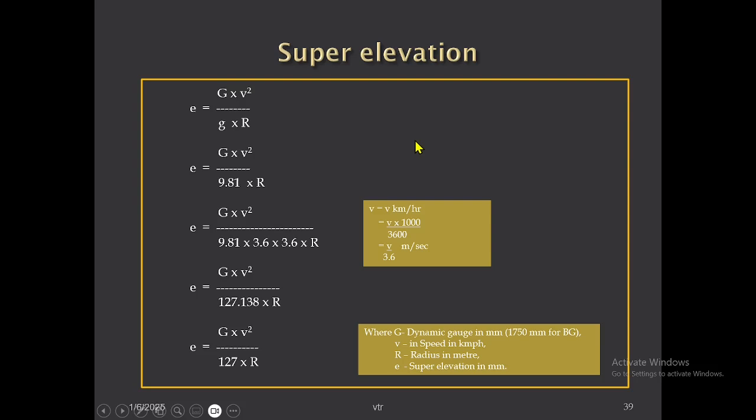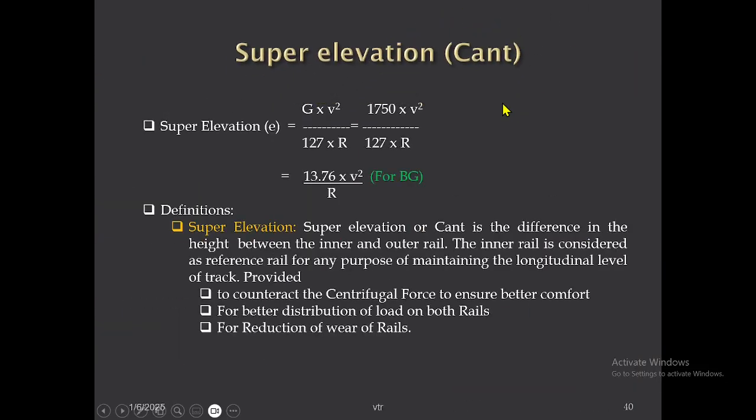This is based on that we are going for the design of curvature and finding out superelevation, how much to provide for the particular speed, or for the particular superelevation, how much speed we can permit. All those things you can calculate. Then further simplifying this, G squared for broad gauge, this is about 13.76 into V squared by R. Putting 1750 and 127, we are getting this equation, 13.76 V squared by R.